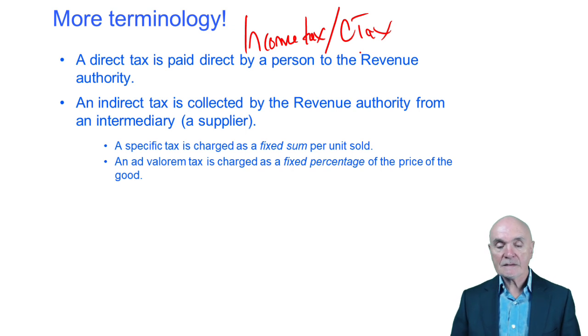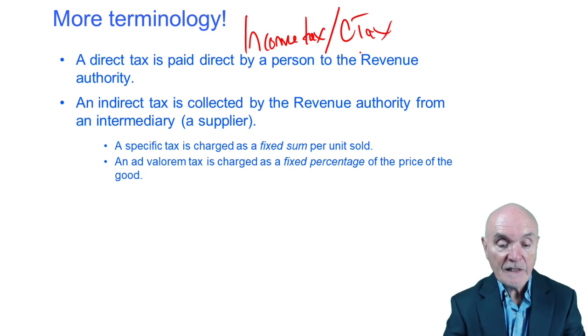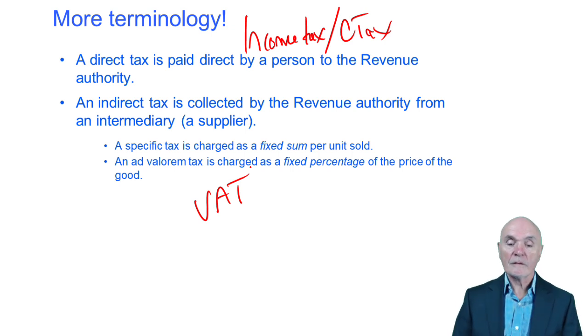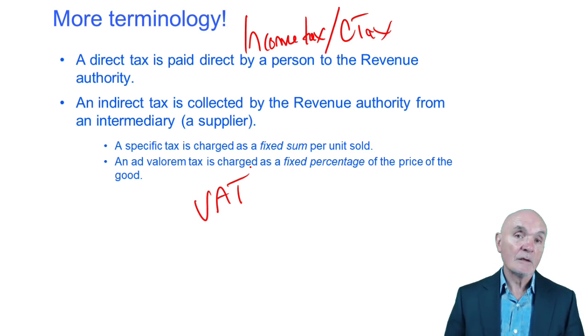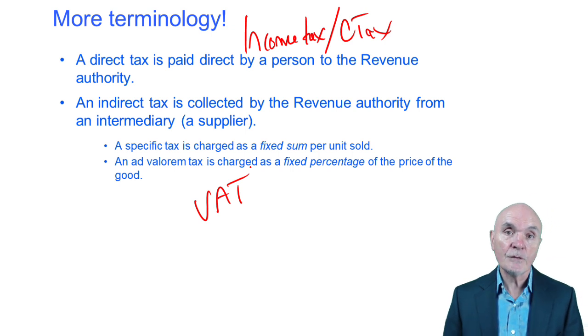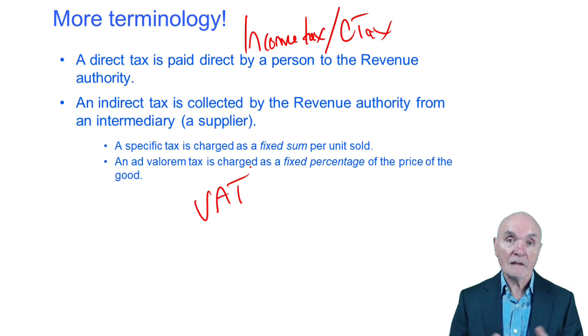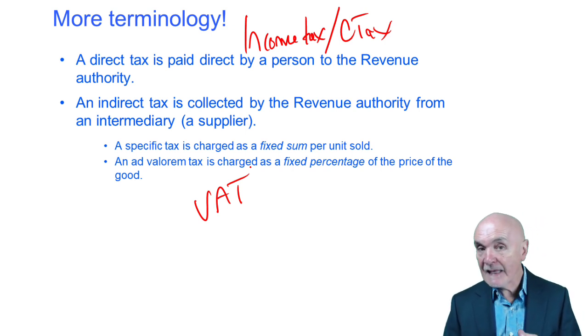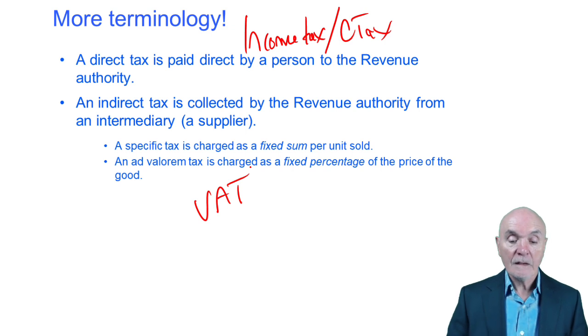An indirect tax is like VAT. It is collected by the revenue authority from an intermediary. So what happens is that if you go out and buy something, say clothing from a shop, the shop puts on 20%, and then that 20% has to be handed over to Inland Revenue. The shop is acting as a tax collector, that is an indirect tax.